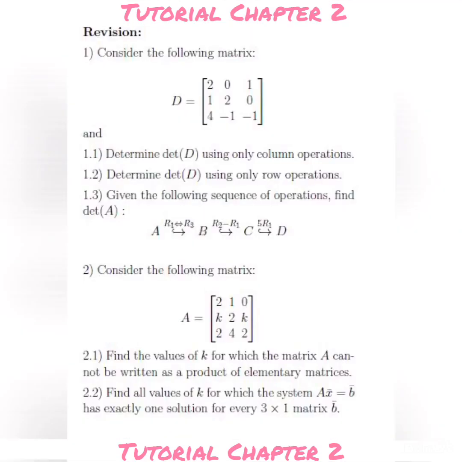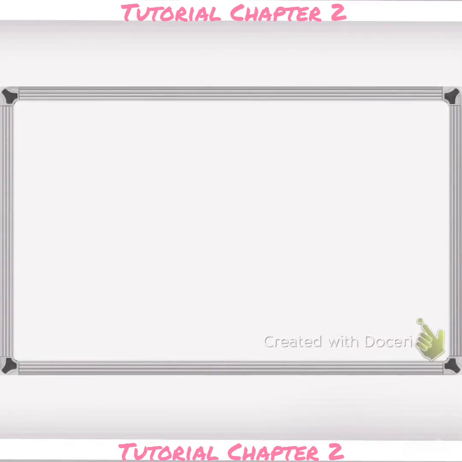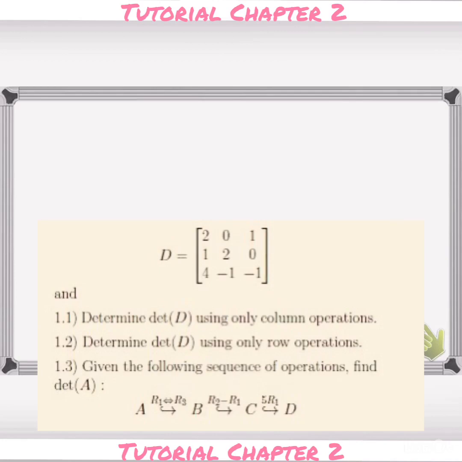Okay, now look at problem 1.3. You're asked to find the determinant of A given that sequence of row operations. And now we have to apply that identity in section 2.1 and 2.2. Given that sequence of row operations, we need to find the determinant of the matrix A. Now you have to know your identities well.